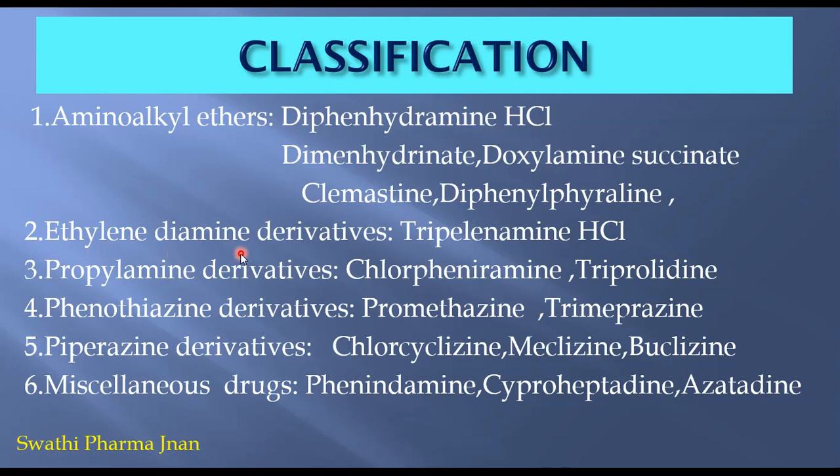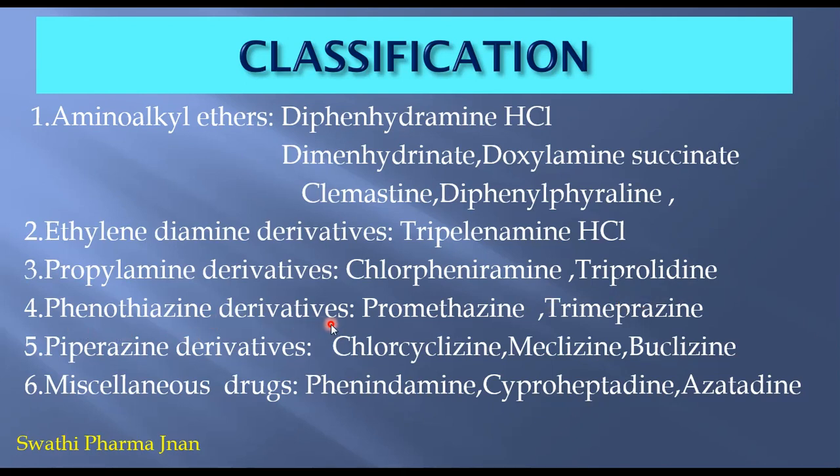The next class is ethylene diamine derivatives. An example is tripelennamine hydrochloride. Ethylene indicates a CH2 group, and diamine means two amine groups are attached to the CH2 groups. Those derivatives are called ethylene diamine derivatives. The next one is propylamine derivatives. A propyl group is present, and to that propyl group an amine group is attached. Those derivatives are called propylamine derivatives. Examples are chlorpheniramine and triprolidine.